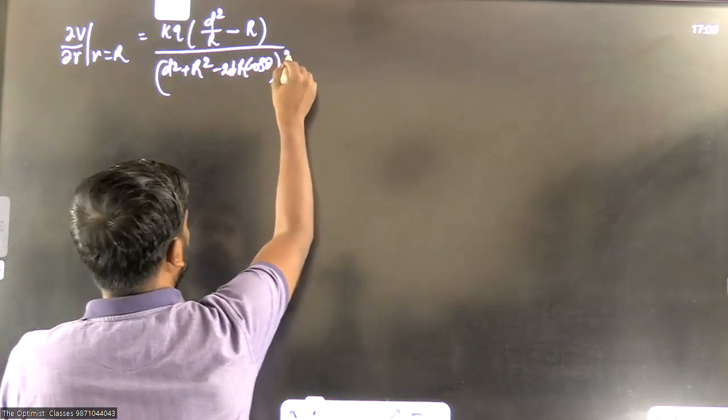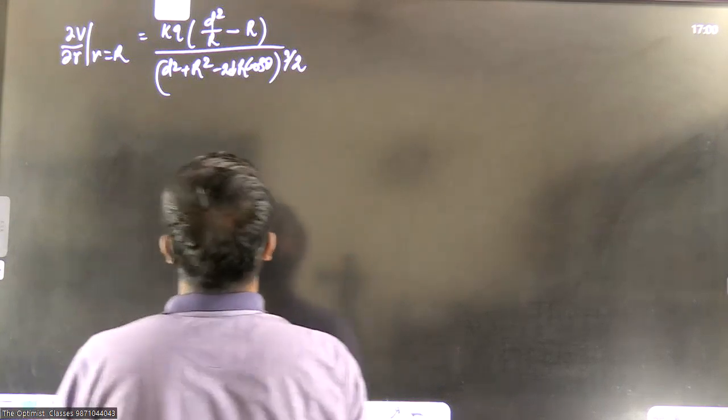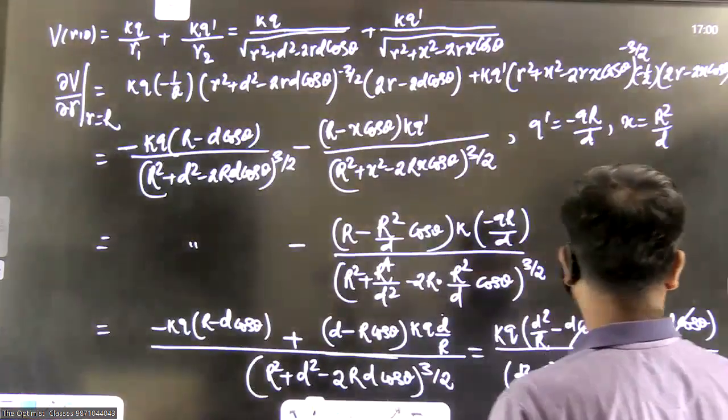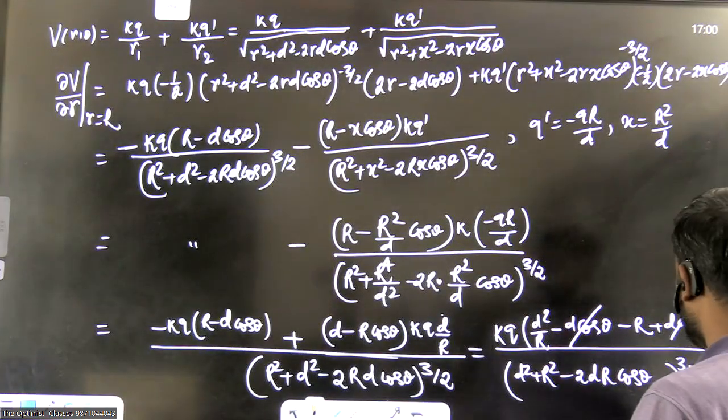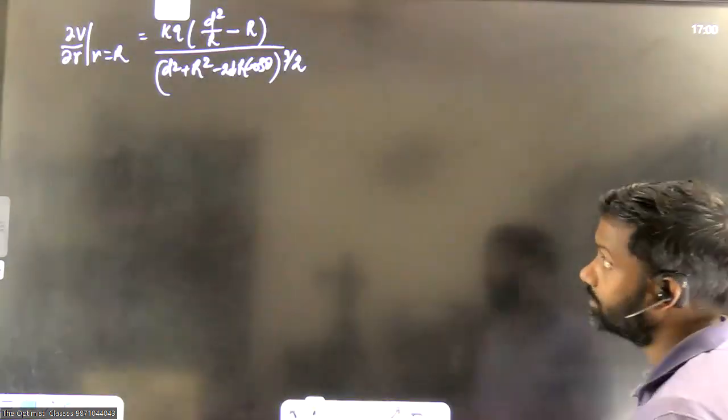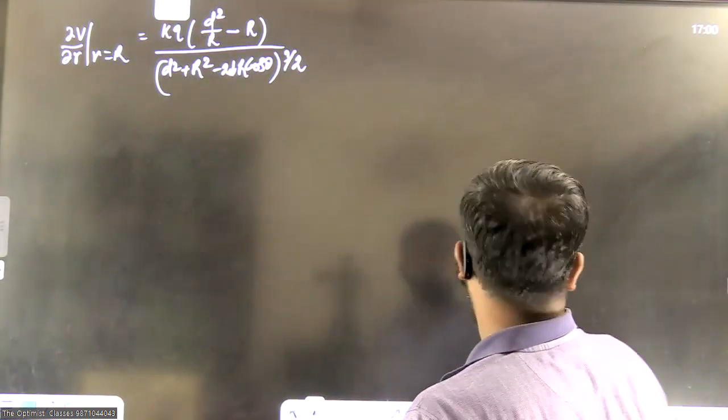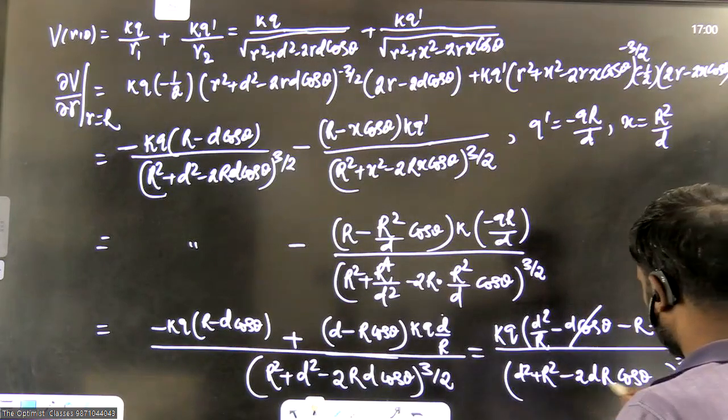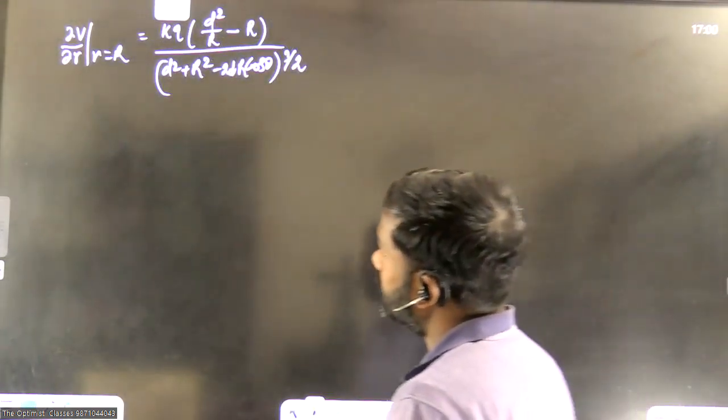Whole power is 3 by 2. That's what we had. d square by R, and minus R. That's what we have actually. So that's the dV by dr.